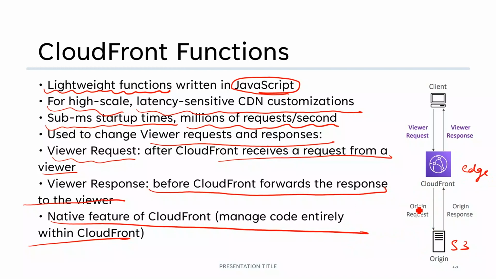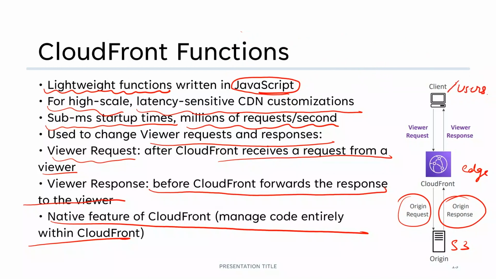So don't worry about the origin request and response. Origin request is basically CloudFront requesting some data from the origin, and origin response means the origin, that is S3, is getting back to CloudFront with some data. That's it. We don't have to worry about these things because CloudFront functions do not deal with origin request and response. They deal with viewer request and response. Who are the viewers actually? The client or the users.